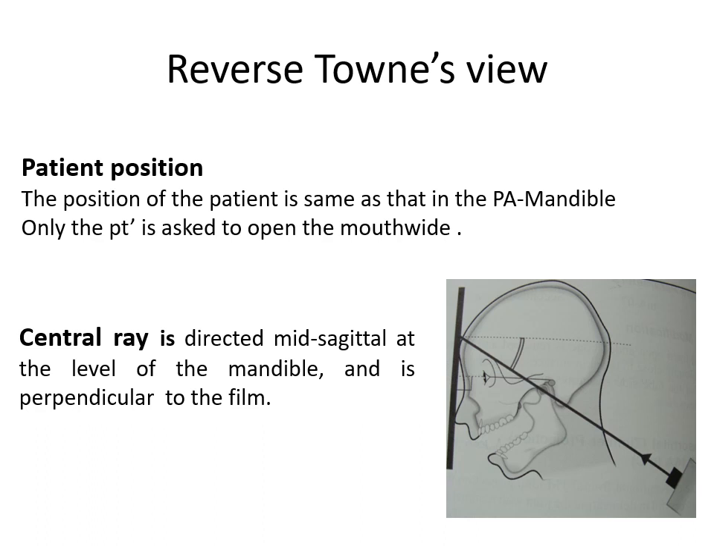The patient position we have already discussed. The patient should bend his head so that the forehead and the nose touch the film cassette, almost centered towards the lips. So everything is the same as the posterior anterior skull and posterior anterior mandible patient position. But here the patient is supposed to open his mouth wide. And here the central ray is directed mid-sagittally at the level of the mandible and is perpendicular to the film. So that is about the reverse Towne's view.